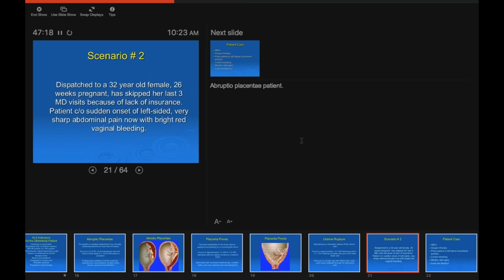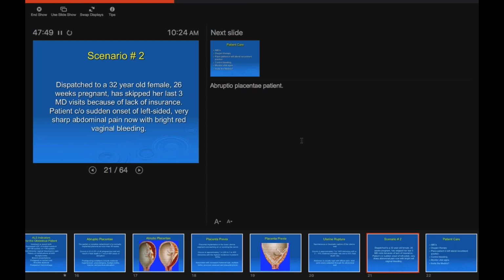All right, so scenario number 2. This is going to be for the Shelburne crew, then. What do you guys do with this one here? Dispatch a 32-year-old female, 26 weeks pregnant. She has skipped her last 3 medical doctor visits because of lack of insurance. The patient is complaining of sudden onset of left-sided, very sharp abdominal pain, and now with a bright red vaginal bleeding. What are we going to do?